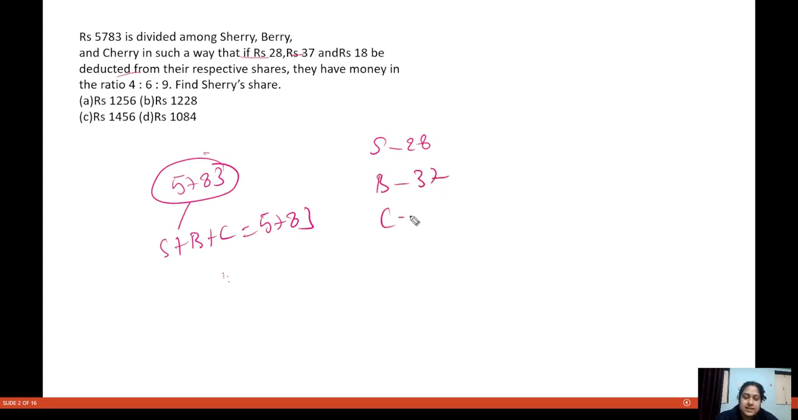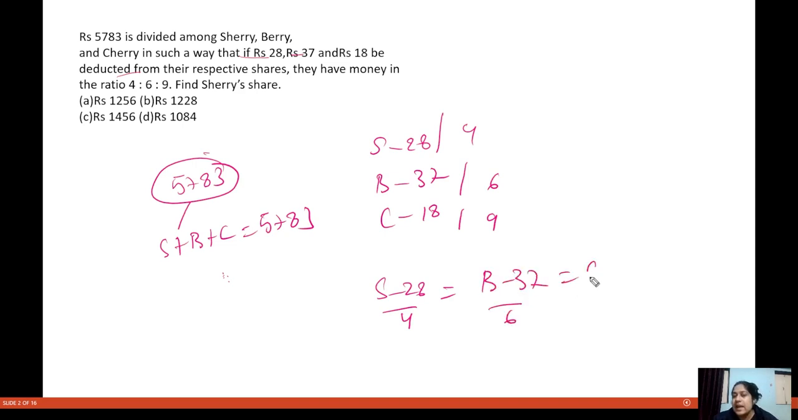Okay. B minus 37 and C minus 18 divided by 469. So S minus 28 divided by 4 and B minus 37 divided by 6 and C minus 18 divided by 9 is equal to K.